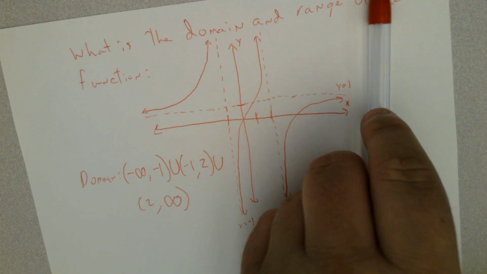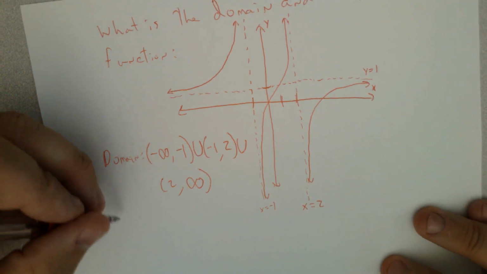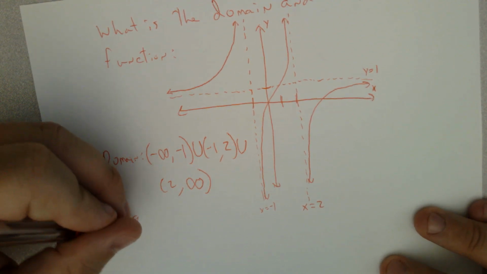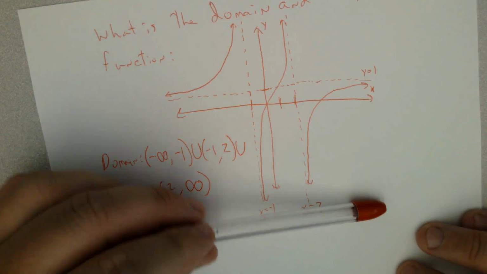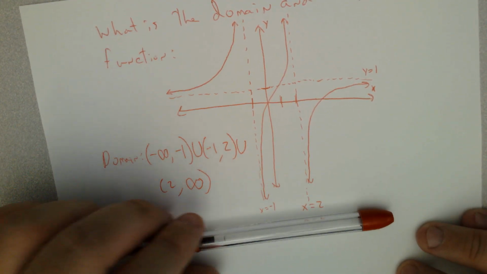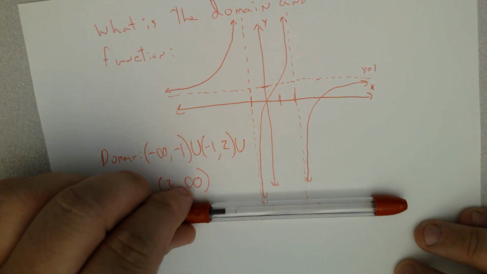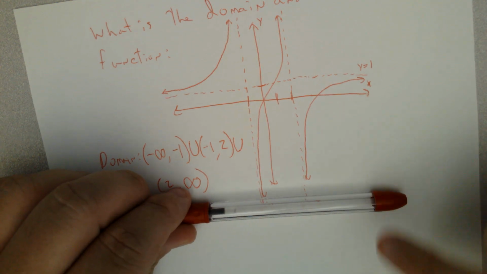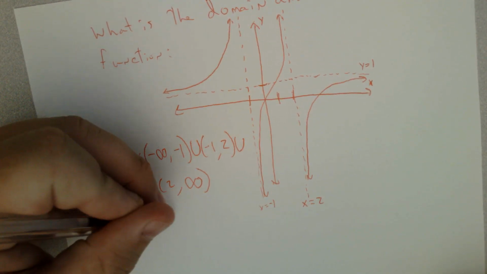For the range, we're going to do something similar, except for the range, we're dealing with the y values. So we're going to start low with a horizontal line and sweep to high. As we come up, we can see here, we hit this arrow first, which gives us a negative infinity as our start.